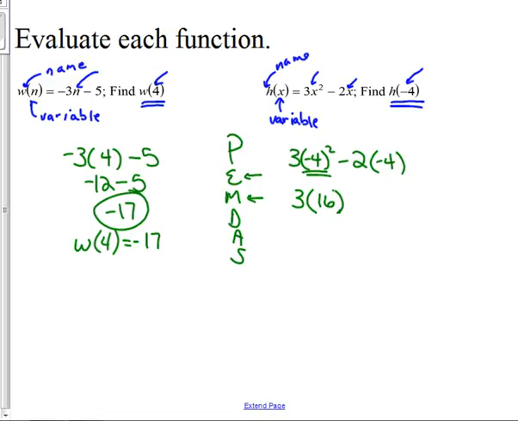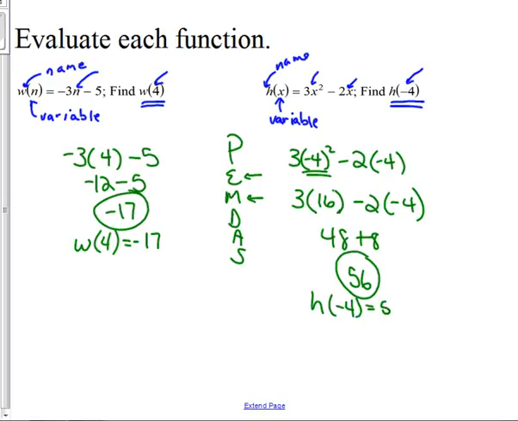3 times 16 first. So that's 48. And then this is a positive 8. So 56 is our answer. H of negative 4 is equal to 56. Keep in mind it's a positive 8 because a negative times a negative gives you a positive. All right, if you have more questions about evaluating functions, you can go back and re-listen to this piece of it, or you can go in after school, or before school, and see your teacher.